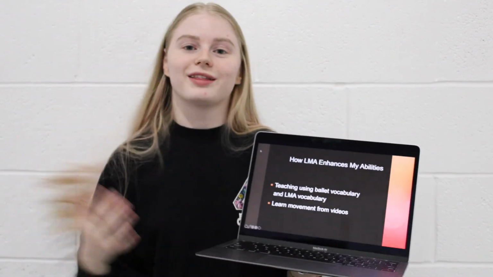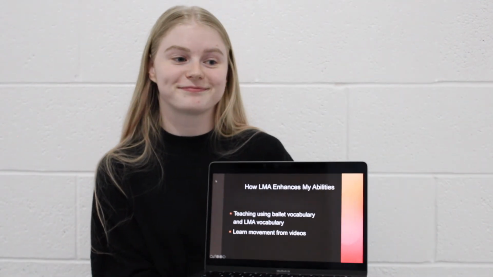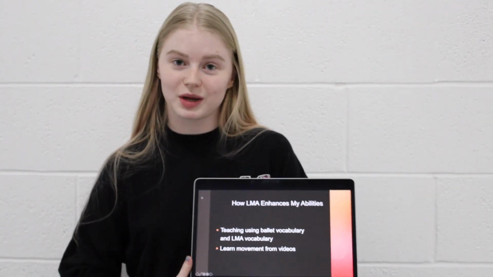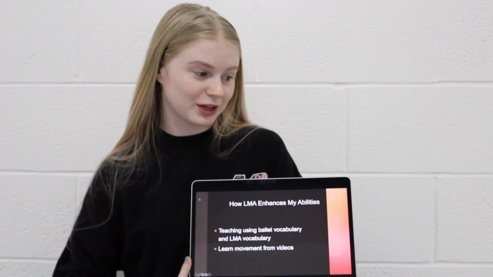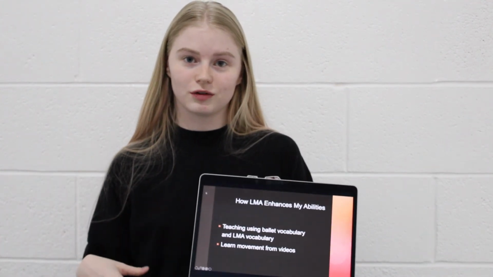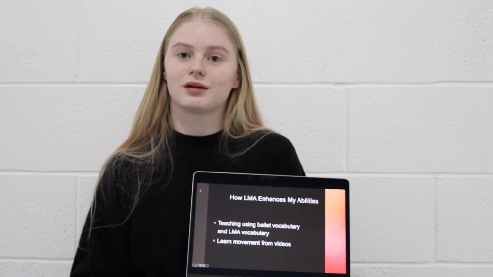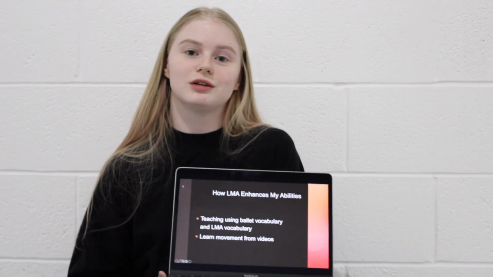So all in all, I think the main thing that I learned is that I can apply LMA to ballet vocabulary, and it only enhances the vocabulary, it doesn't deter from it. So now I can always use both the LMA and the ballet vocabulary to teach and to learn.